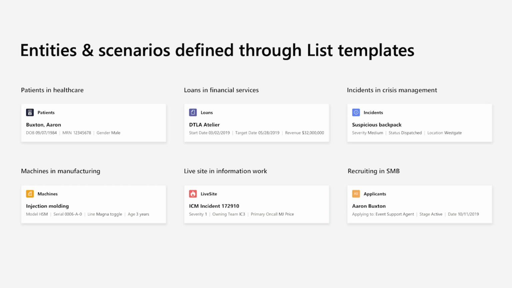Now, let's take a look at some of these entities and scenarios and how they're defined in lists. In lists, we have the concept of list templates. List templates make it easy for our end users to quickly get started with creating a particular type of list and give them an easy way to bootstrap their list. So you might ask me, what goes into a list template, Anshuman?